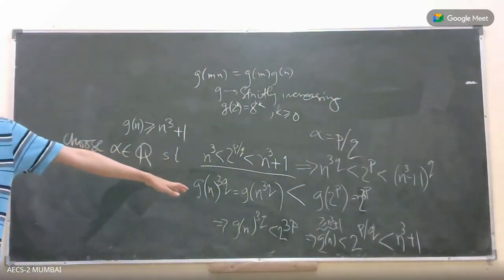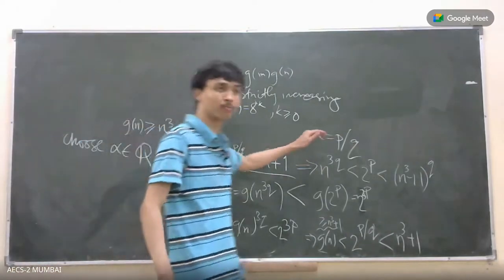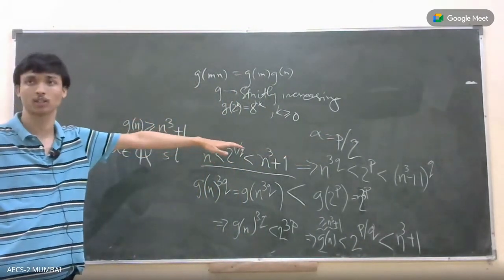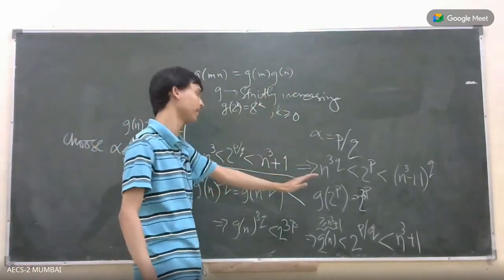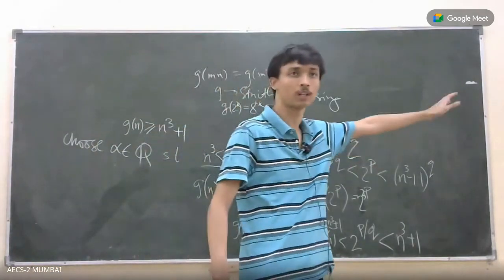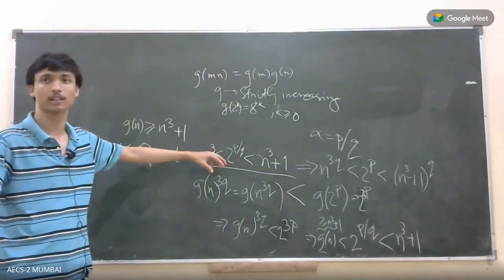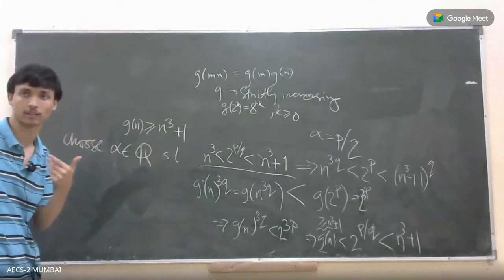Is this visible to all of you? Do you understand what I did? Basically, I took a rational number alpha such that n cube is less than 2 to the power alpha, which is less than n cube plus 1. I now exponentiate to q to make everything integer: n to the power 3q is less than 2 to the power 3p, which is less than (n cube plus 1) to the power q. Now, what is g of n to the power 3q? It is g of n to the power 3q, because g is multiplicative, right?